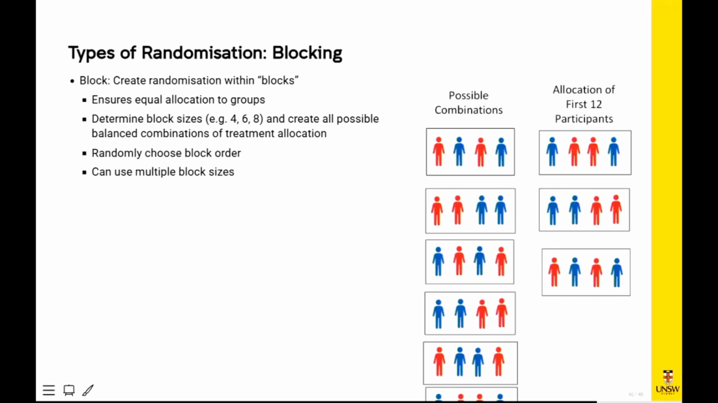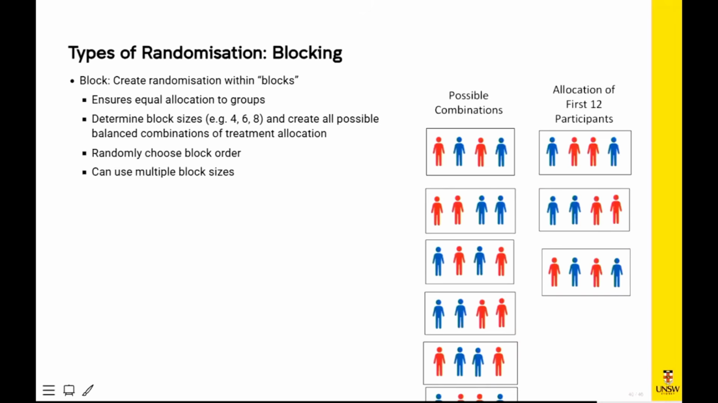So what you can do is construct all the different possible combinations for, say, 4 or 6 or 8 people being randomized in your study, and then you randomly permute those possible combinations to come up with a randomization schedule. The really cool thing about this is that you don't have to restrict yourself to only 4 people in each block. I've got 2 treatment groups, I could use blocks of 4, 6, and 8, and that's really good if you want to disguise from the researchers in particular what the next person's allocation is going to be.